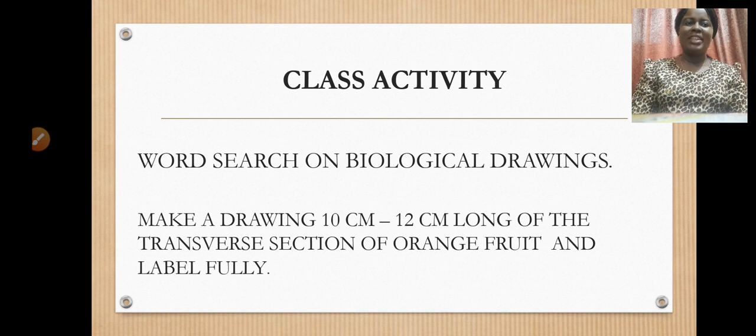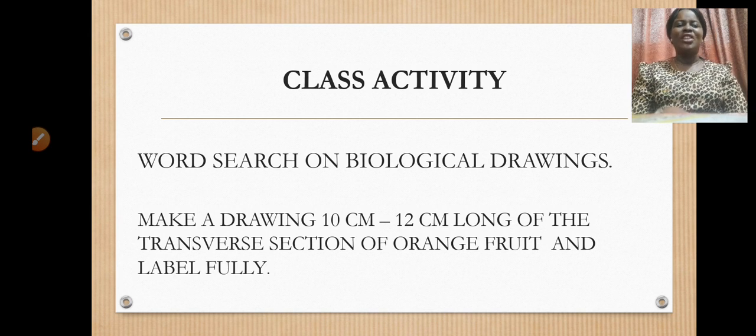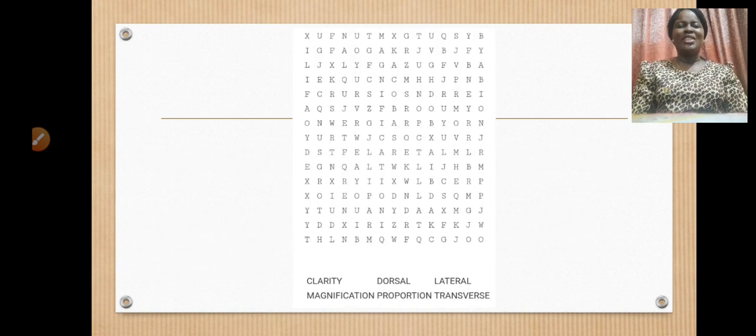Now, our class activity, a word search on biological drawings. It promises to be fun, and you make a drawing of 10 cm to 12 cm long of the transverse section of orange fruit and label fully. So let's enjoy our class activity. So to the word search, I believe it's fun. Keep searching for the words.